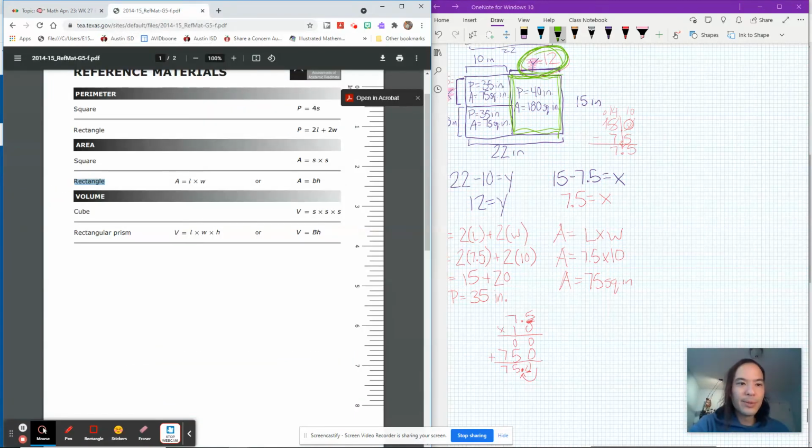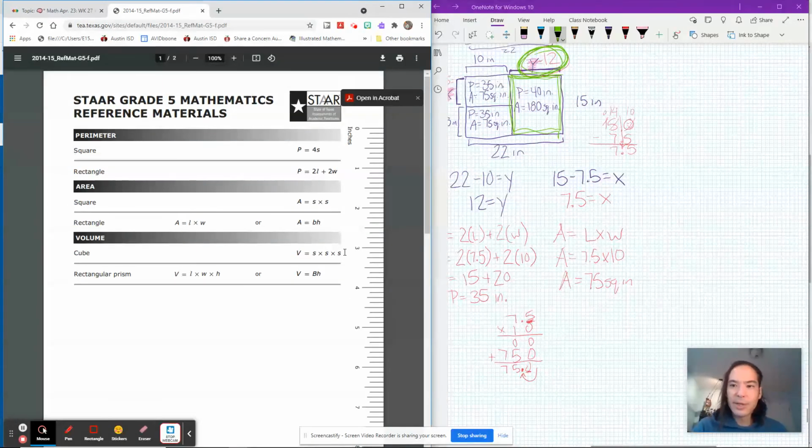So we're still going to use the perimeter of a rectangle formula, which is perimeter equals 2 lengths plus 2 widths. And we're also going to use the area of a rectangle, which once again is area equals length times width. Remember, this cheat sheet comes with your STAR test. It'll give you the answers. So we are going to use the same formulas.